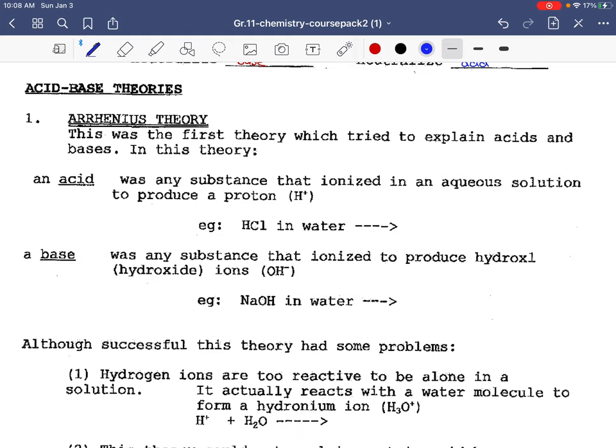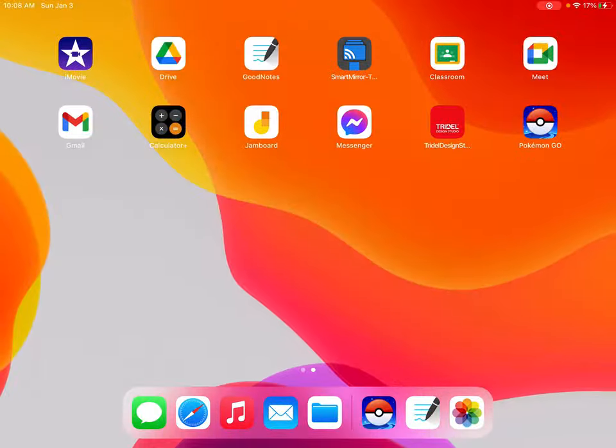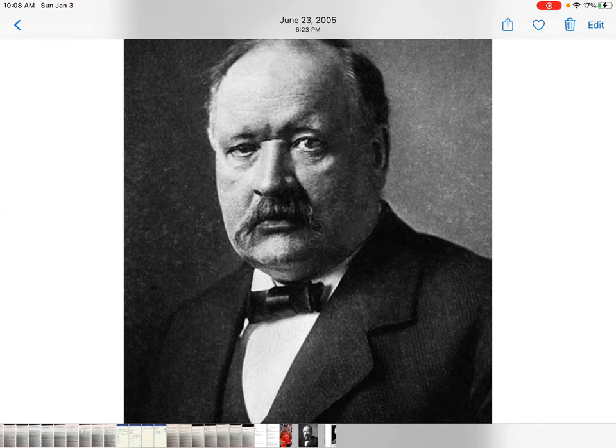Now let's take a look at what he looks like. I actually have a picture of him, believe it or not. Here, there we go. This handsome man right here, his name is Arrhenius. If anything, he looks like a wrestler. He reminds me of a wrestler. Give him a bandana, give him a bigger mustache, and he looks just like a wrestler.